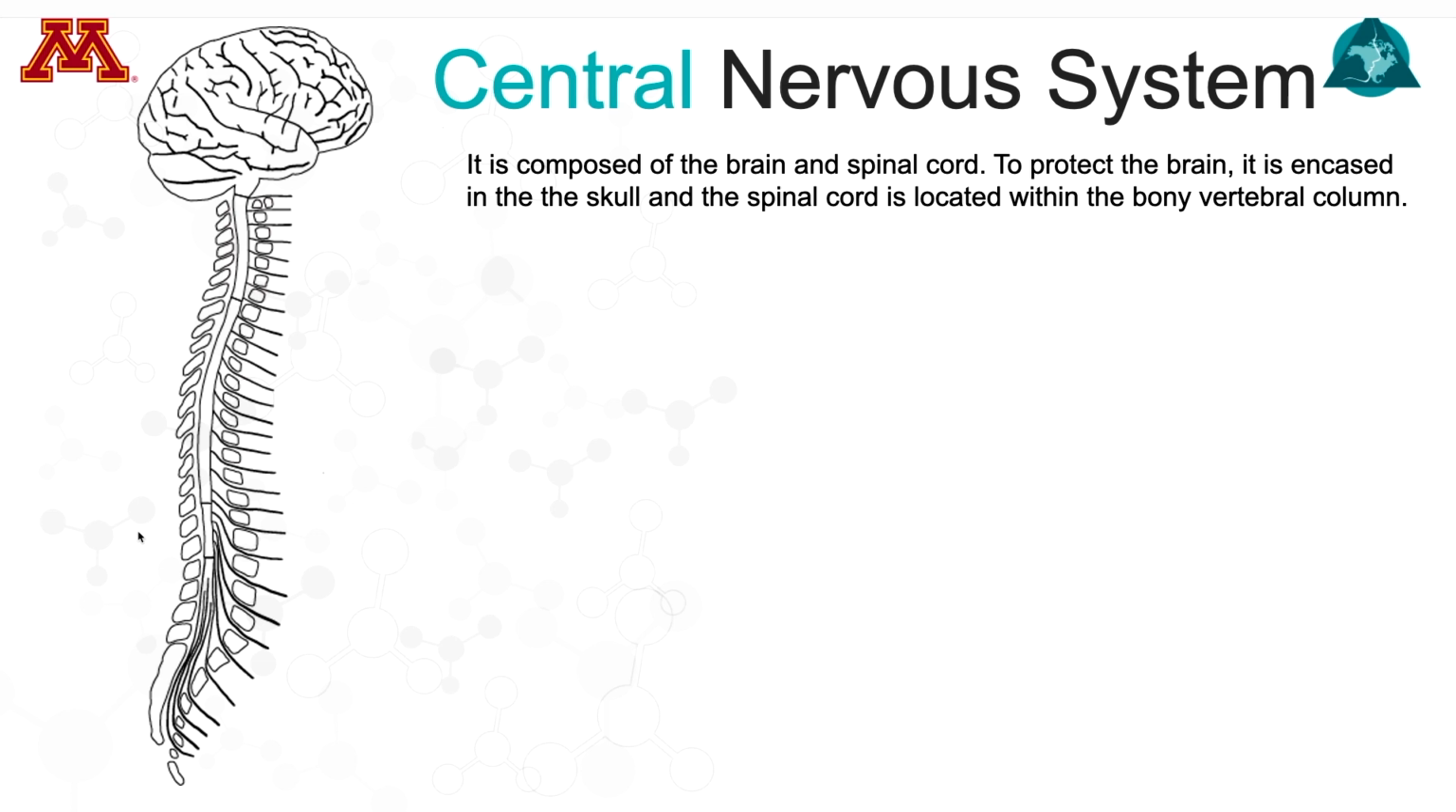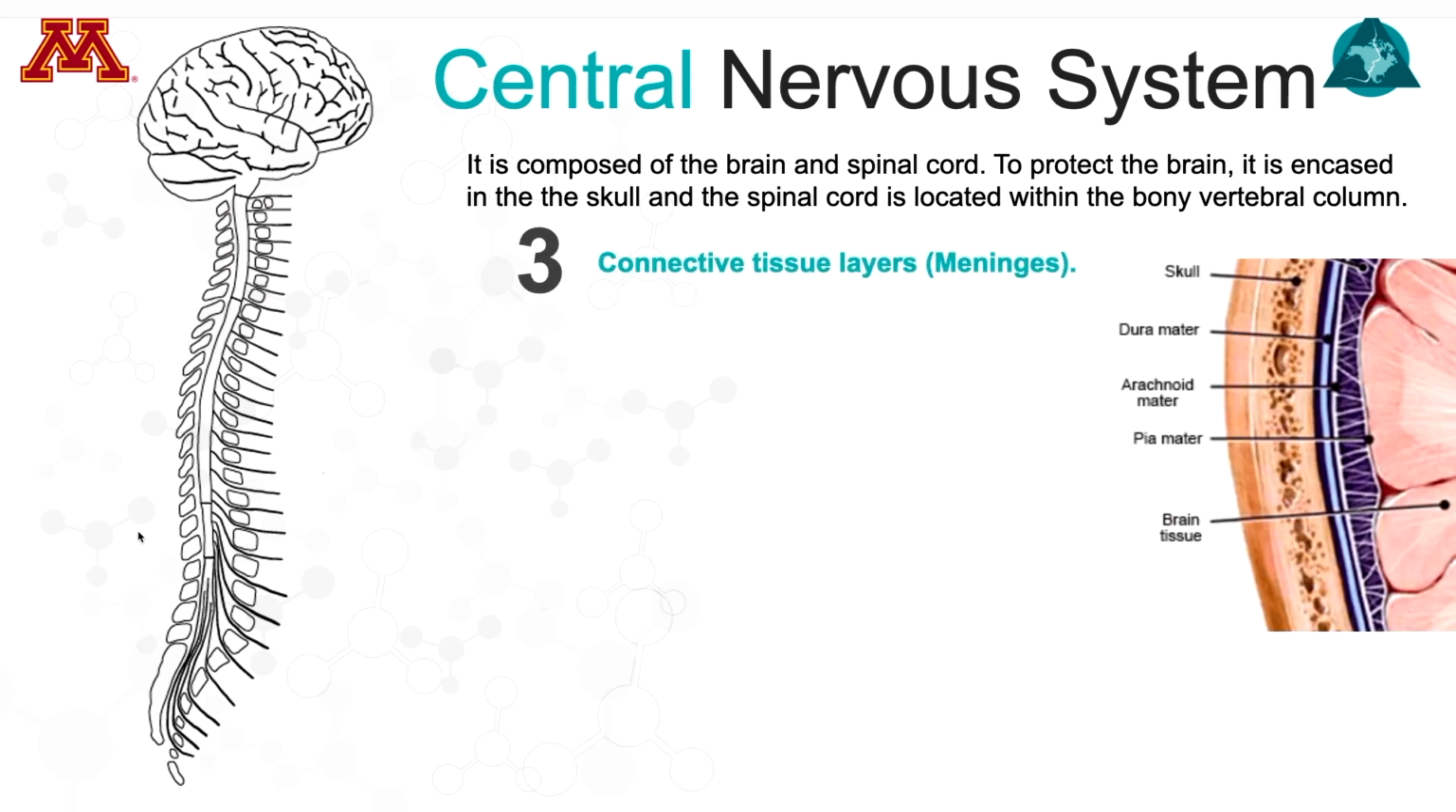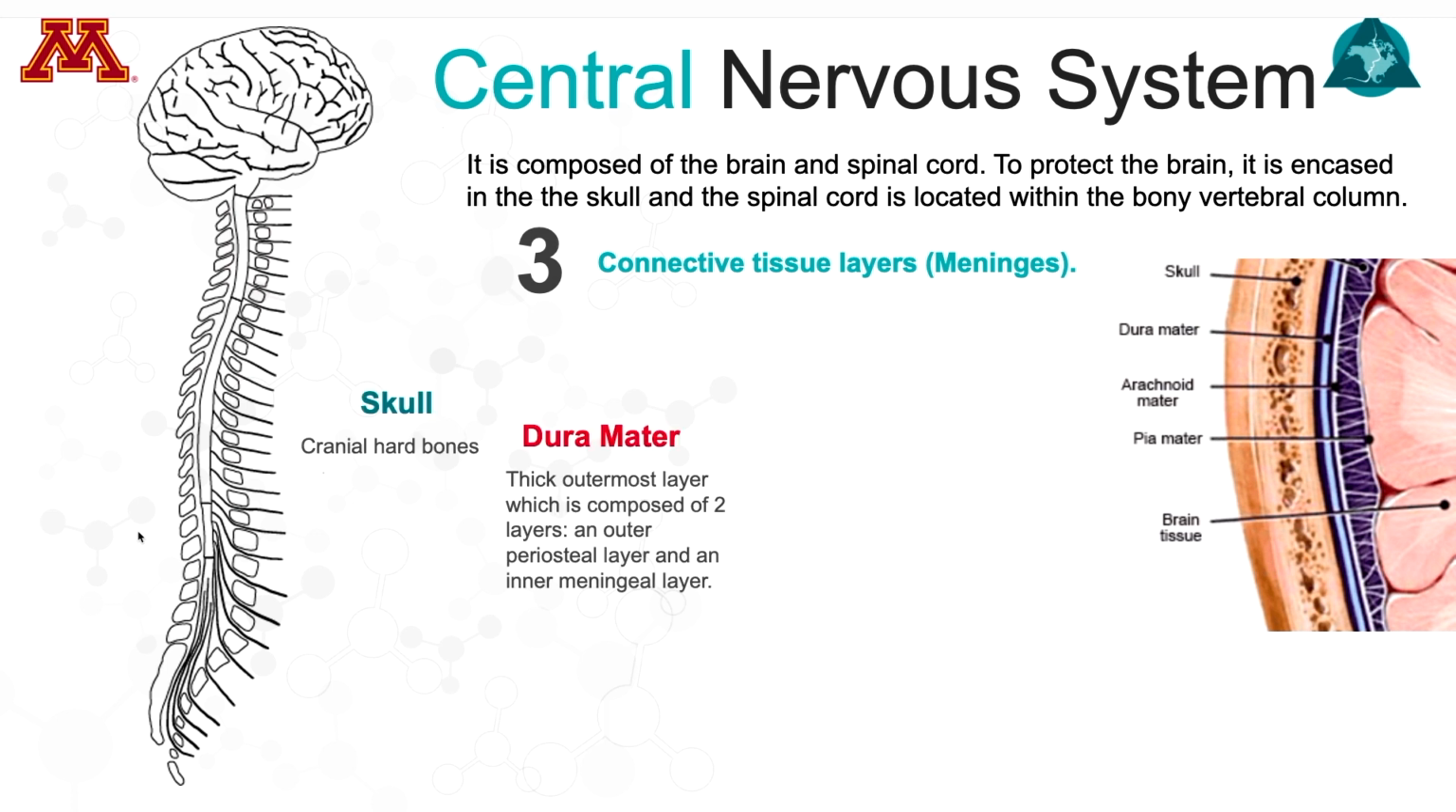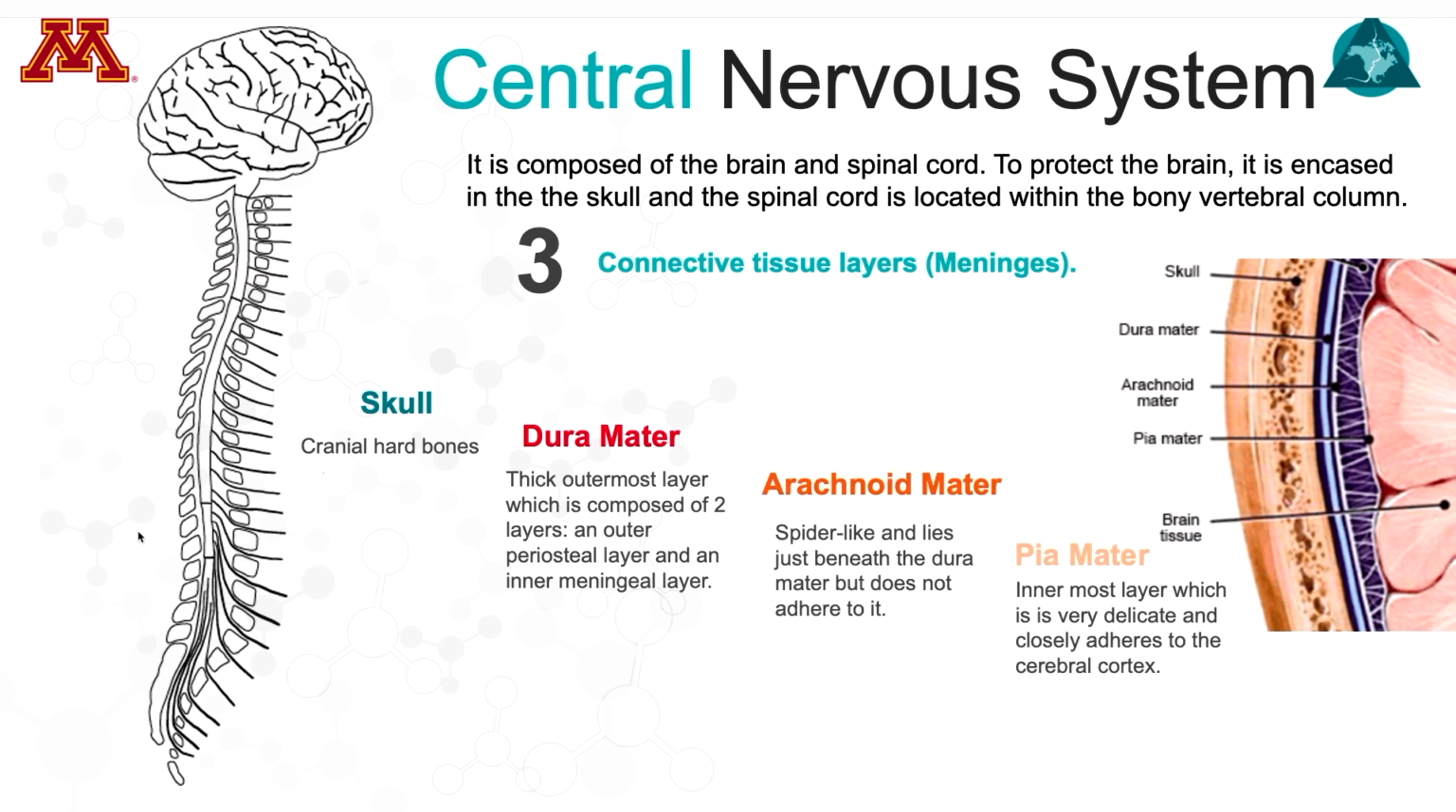Okay, now let's talk a little bit more about the central nervous system. The central nervous system is the brain and the spinal cord. And to be protected, they are in a skull and the vertebral column. To further protect the brain, there are 3 connective tissue layers protecting it, which are called the meninges. So it's the skull, then the dura mater, that's the outermost, arachnoid mater, and then the pia mater, that's the closest to the brain, and it's tightly attached to the brain.